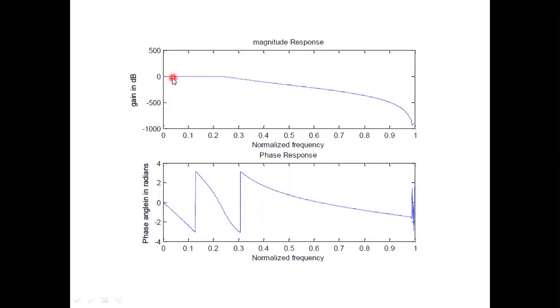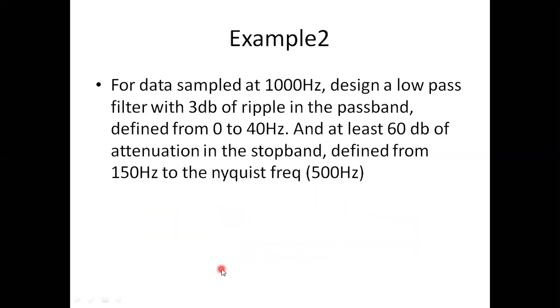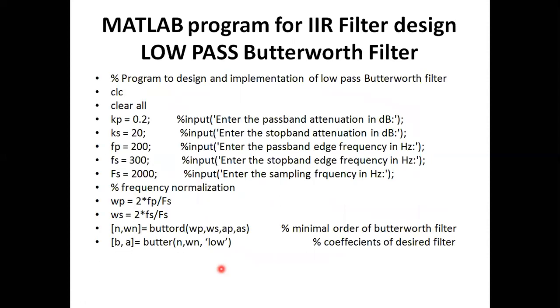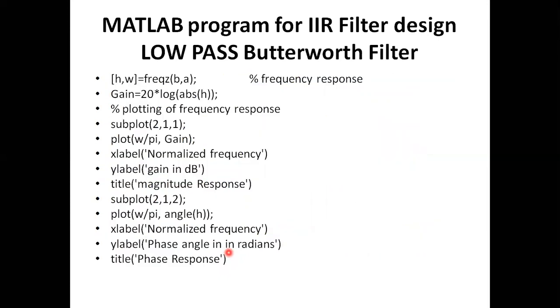See here, your magnitude at omega p, the passband frequency, the passband gain is minus 0.2. See here, minus 0.2 dB it is coming as. Clear? So this is your magnitude plot, and this is your phase plot. Similarly, you can design a high pass filter also. This I have designed for a low pass filter, but you only need to change here. In place of low, you need to write high. So you can design the high pass IIR Butterworth filter.